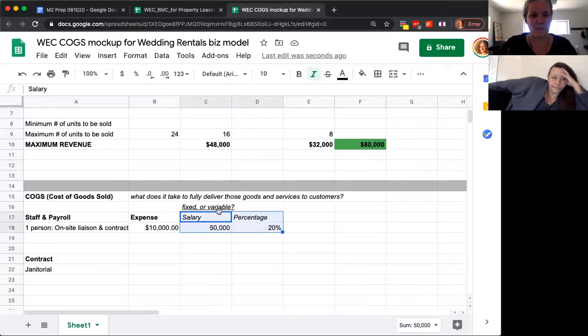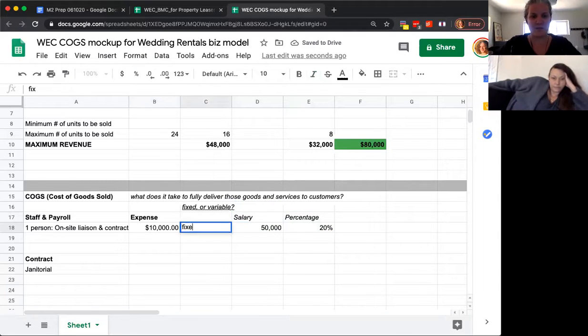We're going to say fixed. Okay. Janitorial, this will be variable. So for each product, we'll say, each distinct wedding, what would be the janitorial commitment if you had to estimate it?